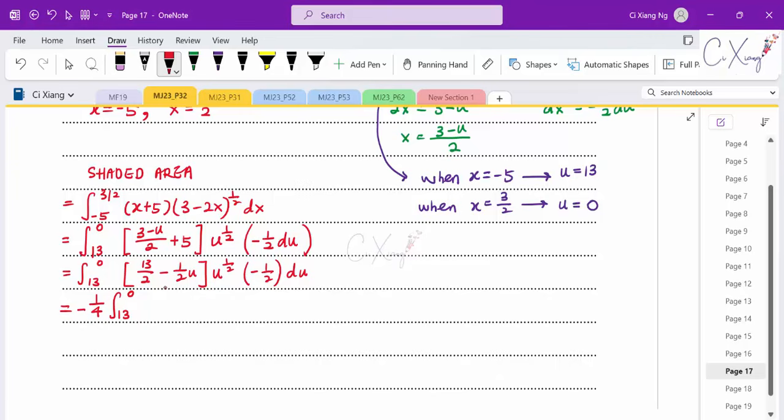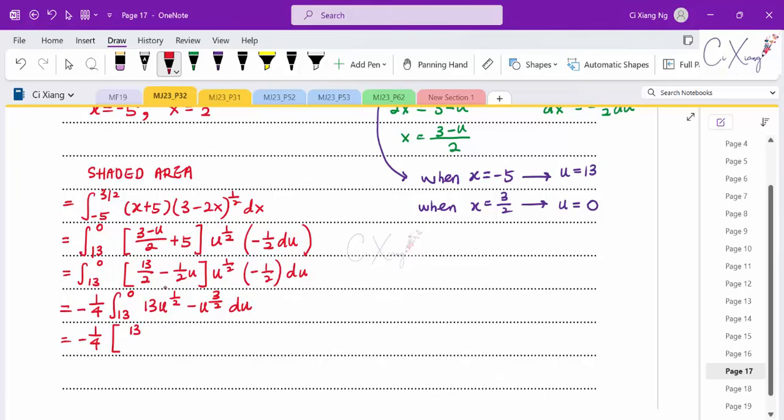Then in the bracket, after factorizing out the half, I have 13. For this 13, I need to multiply with u power half, so I have 13 u power half. For this other term, after factorizing out the half, I am left with u, so u multiplied by u power half gives u power 3 over 2, then du. After you rephrase it nicely, you can see that the equation becomes much easier to integrate. So now you can start the integration.